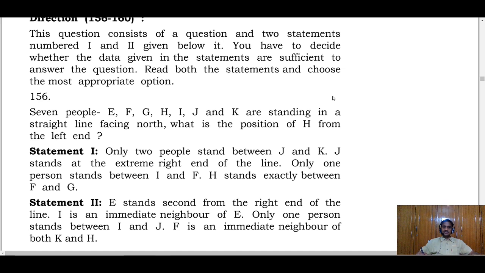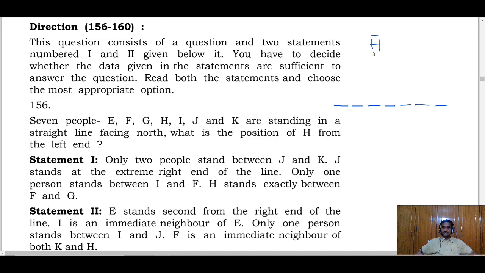Question number 156. E, F, G, H, I, J, K are sitting in a straight line facing north. How many persons are there? 7 persons, 3, 4, 5, 6, 7, standing in a straight line. What is the position of H from the left end of the row? Now we need to find out the position of H from the left end of the row.